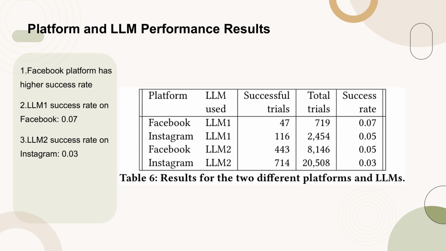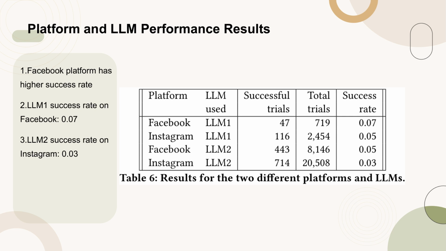Table 6 presents the performance results of two different large language models, LLMs, across two platforms, Facebook and Instagram. The data reveals that the Facebook platform enjoys a higher success rate compared to Instagram. Specifically, LLM-1 achieves a success rate of 0.07 on Facebook, while LLM-2 records a lower success rate of 0.03 on Instagram. These figures underscore the platform-specific performance variations among the LLMs, highlighting the importance of platform characteristics in interpreting LLM performance.